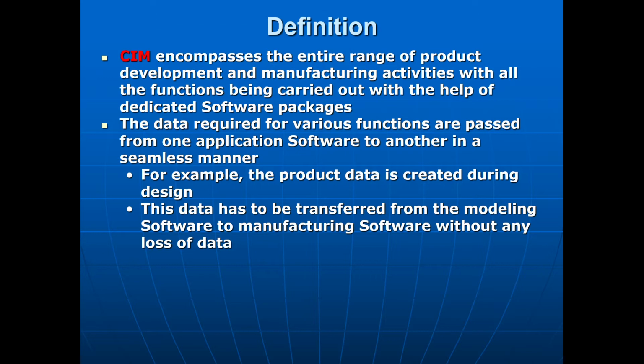And then we can automatically send the software or CAD data to the machine to produce the part that we designed. We can also have a real-time monitoring system for that product, because we already created the product data, and the product data can be monitored by the sensor at the machine during the process. This data has to be transferred from the modeling software to the manufacturing software without any lost data.